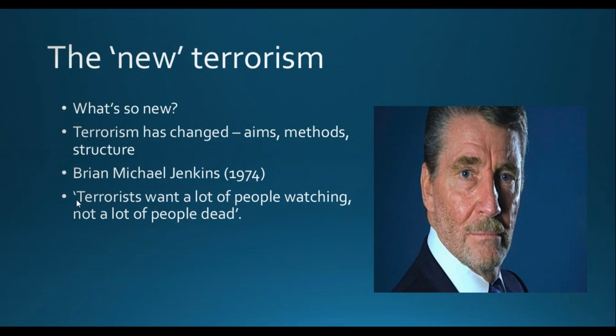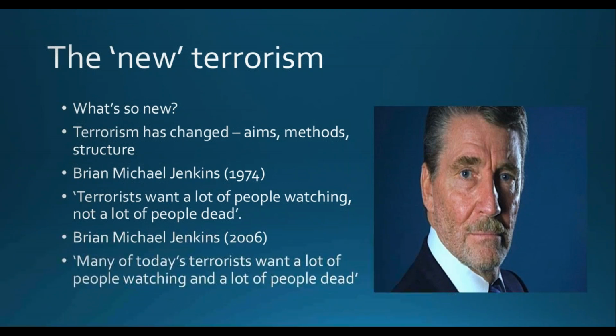Now, in 2006, Brian Michael Jenkins had argued that actually what we're facing now is something different, a new form of terrorism, where lots of today's terrorists want not just a lot of people watching, but also a lot of people dead. And this focus on new terrorism has led to the emergence of a new concept, something that you might have heard used in relation to basically any terrorist event that occurs, particularly in the West, and particularly when they're talking about so-called Islamist forms of terrorism: this idea of radicalization. How was an individual drawn in? What was the process by which they became a terrorist?